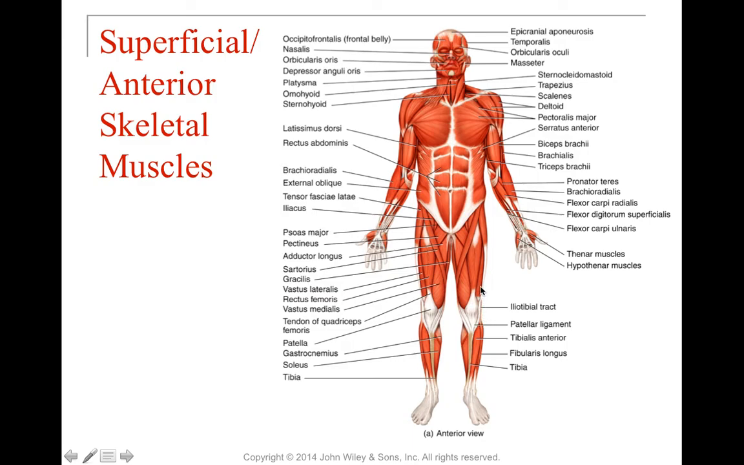The iliotibial tract, which runs along to the tibia, of course. The patellar ligament, which runs alongside and connects to the patella, and then the tibialis anterior runs along the tibia, right there. This is the tibia bone, just for reference. And then the fibularis longus, which is a long muscle that runs along the fibula. So you can see that a lot of these are described by their size, their location, or what they do, and sometimes a combination thereof.